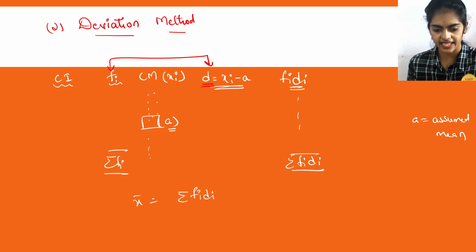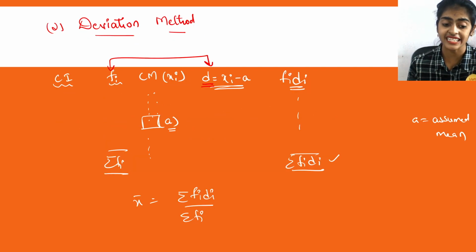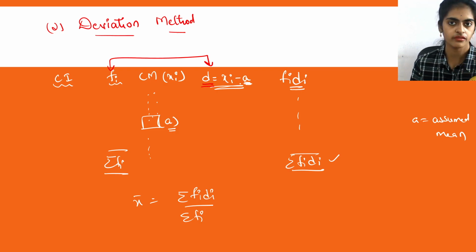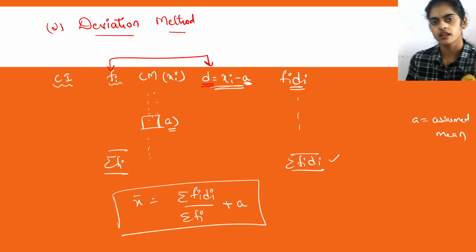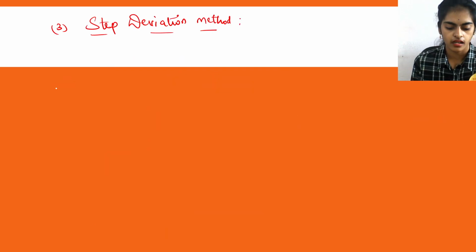Sigma fi di, okay, this last value divided by sigma fi. The same way, this last value divided by sigma fi, but here you have subtracted this assumed mean from each of the class marks. So to balance it, we will add it back. So this is the formula for mean. And we have discussed this more clearly in the concept video, repeating again.